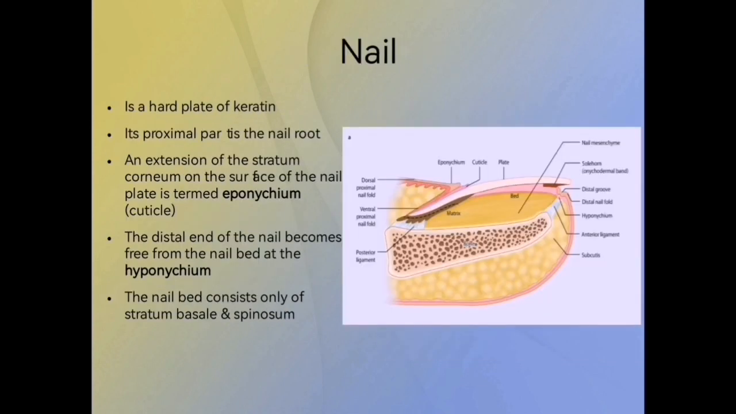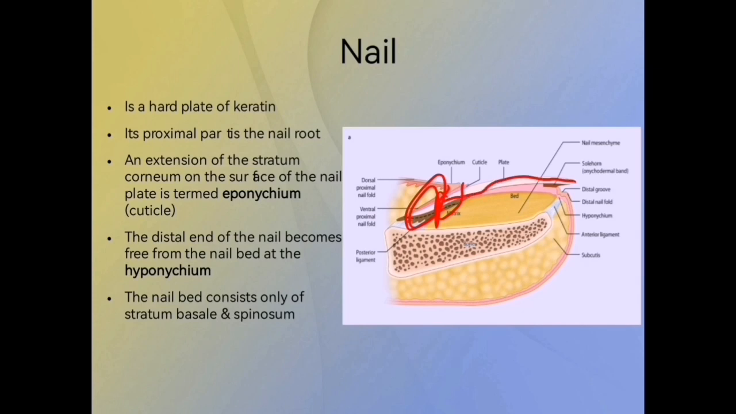Now let us look at the nail. A nail is a hard plate of keratin. This keratin is much harder than the keratin which we find in hairs. The proximal part of the nail, we call the nail root. In this region, the proximal part, that's where we find the nail root. And from the nail root, we have the nail matrix. The nail matrix is the one which will form the nail plate. So this is the nail plate, this structure.